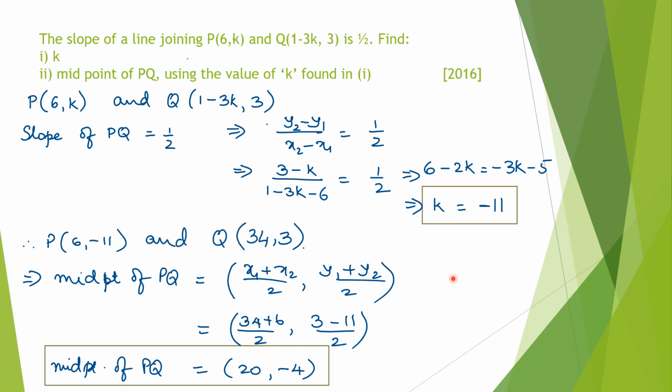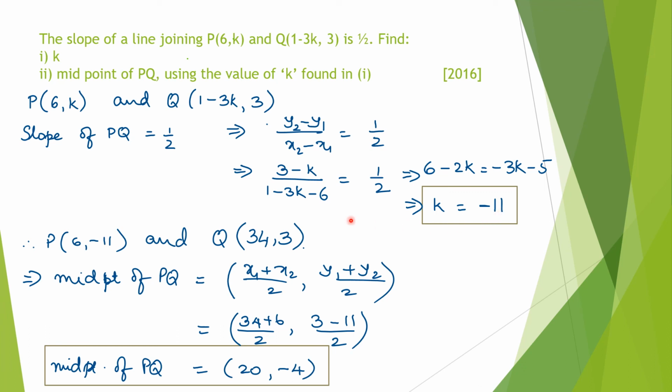This is the last question that I have taken up. The slope of the line joining P and Q is 1 by 2. Find k. So you are given the slope of PQ is 1 by 2. That means y2 minus y1, that is 3 minus k, divided by x2 minus x1, that is 1 minus 3k minus 6, is equal to 1 by 2. When I simplify, I get the value of k is equal to minus 11.